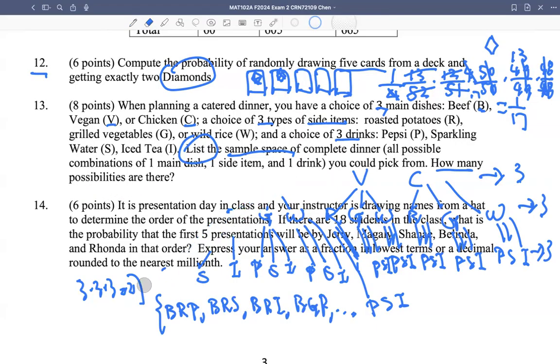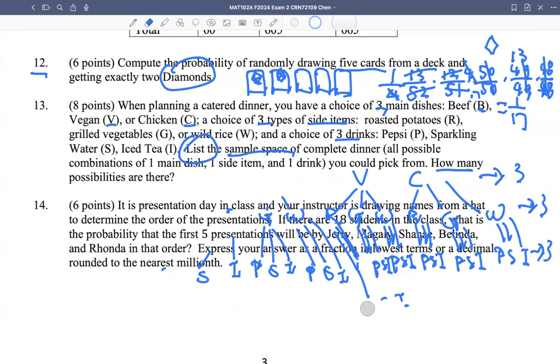Many forgot to list all those sample spaces, but I still give you full credit for that because you answered 27. You answered that the cardinal number is right.